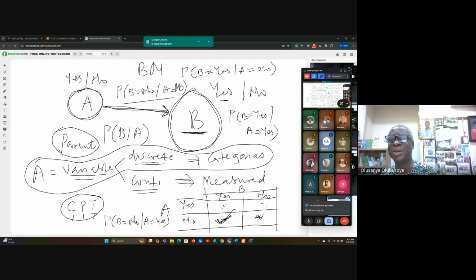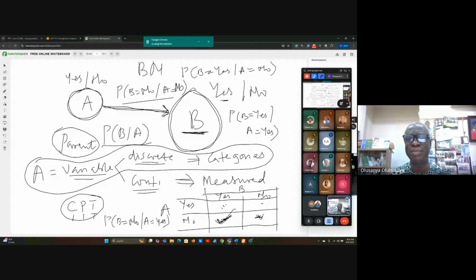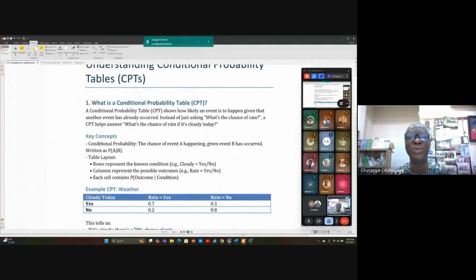We usually put it as probability of B given A. So that expression is conditional probability. And the table that now shows all possible levels is what we call the conditional probability table. So the table shows how likely an event is to happen, given that another event has already occurred.